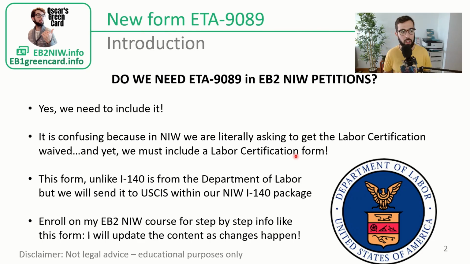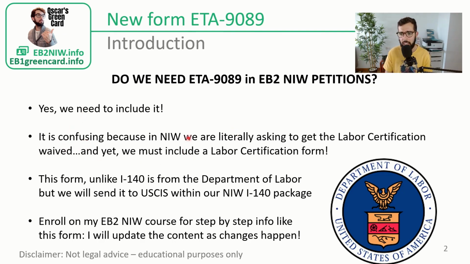So a quick recap. Do we need this form? This form, ETA 9089, is the labor certification form. So do we need it even if our category is called EB2 NIW National Interest Waiver and we are asking for a waiver of the labor certification? The answer is yes, we need to include it. You should include it. If you don't include it, most likely you're going to get a request for evidence. I have a video talking about request for evidence if you want to learn more about that. Or you're going to get a rejection, which is different from a denial. A rejection is they send all the petition back to you and they don't cash your check.